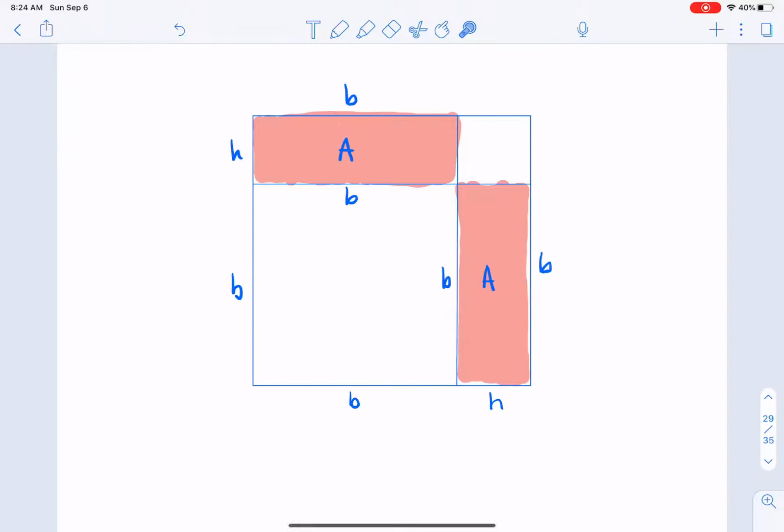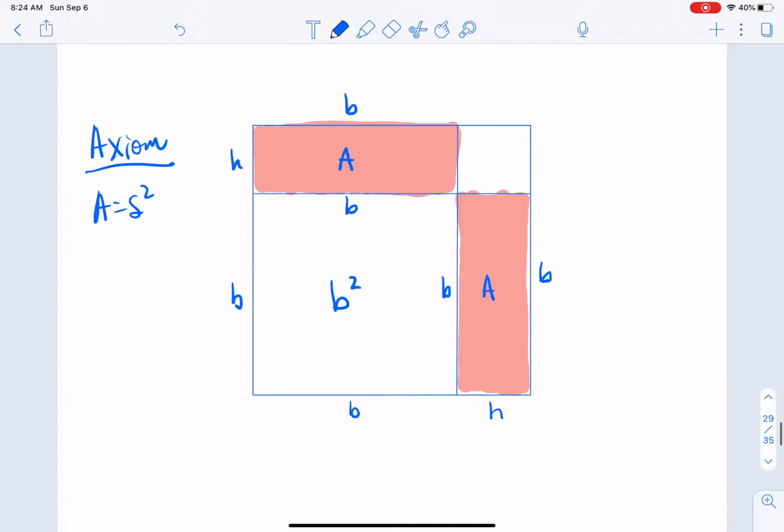And by my axiom, I know that its area is supposed to be its side length squared. And since this guy has a side length of B, then its area must be simply B squared. That's easy. All right, that makes sense. All right, now let's take a look at the smaller one here and do the same kind of analysis.